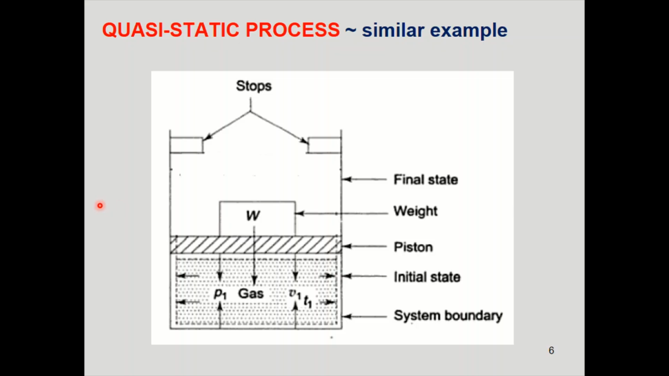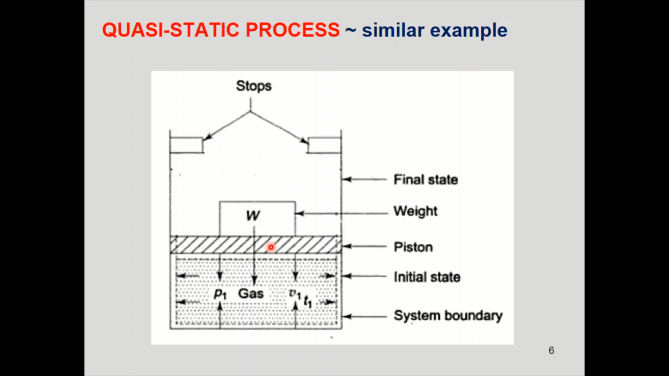Say here is a gas, and its pressure P, volume V, and temperature, which should be written as capital T, and there is some weight. Because of this weight, though the pressure is more than atmospheric, the piston stays here and is not moving up. The gas is pushing it upward, and because of the weight it remains there.